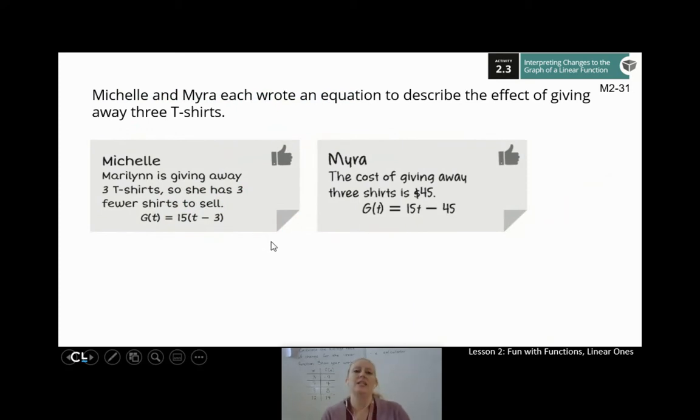So Michelle and Myra each wrote an equation to describe the effect of giving away 3 t-shirts. Check this out. Marilyn is giving away 3 t-shirts, so she has 3 fewer t-shirts to sell. Michelle said that means g of t equals 15 times (t minus 3), because whatever number of t-shirts she sells, she's got to take out 3 of them because she's giving them away. Myra said, well, the cost of giving away those 3 t-shirts is $45. That's my y-intercept. So she said 15t minus 45 is the function.